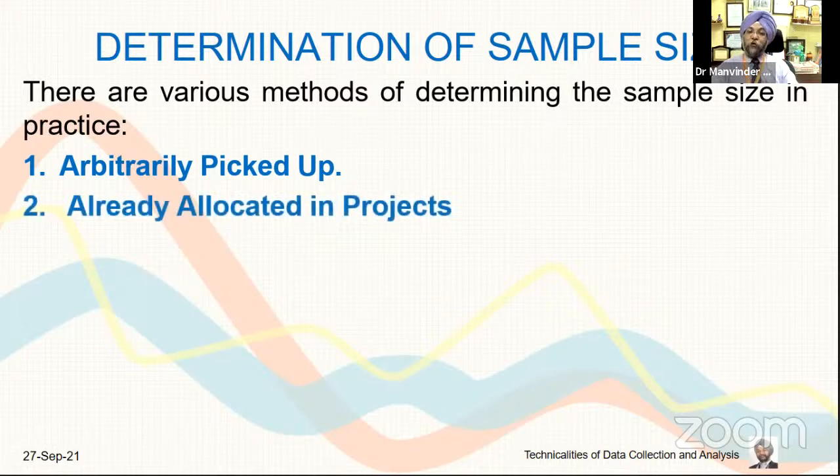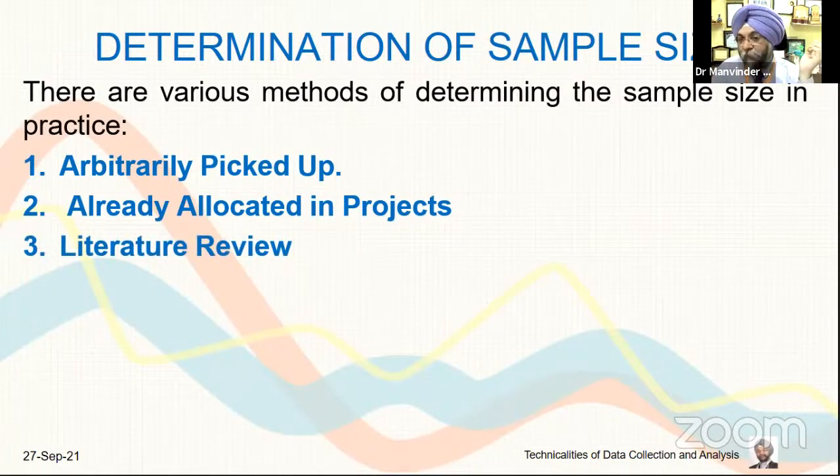Second is the size which is already allocated in the project. For some projects which you have got from the government, the total budget of the field survey is also provided. So if the cost of sampling per unit is known, one can easily obtain the sample size by dividing the total budget by the cost of sampling per unit. And some projects specifically mention that you have to collect this much sample from the public in order to authenticate your results. So that is also given.